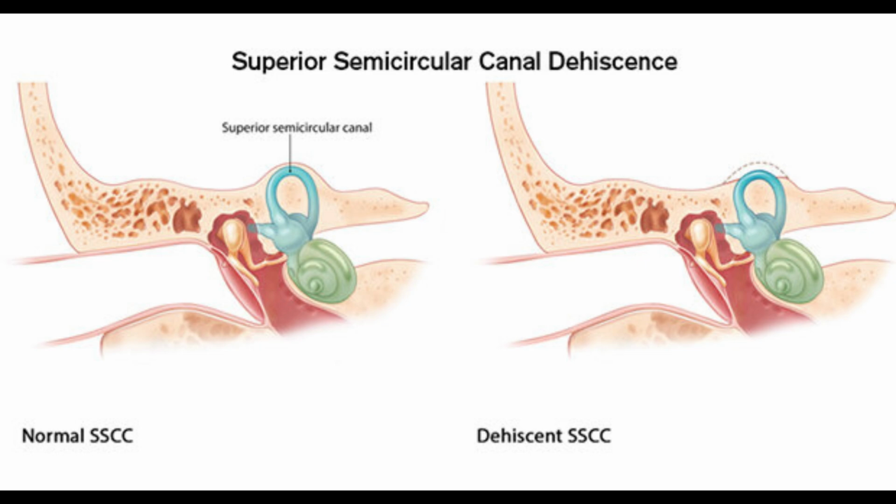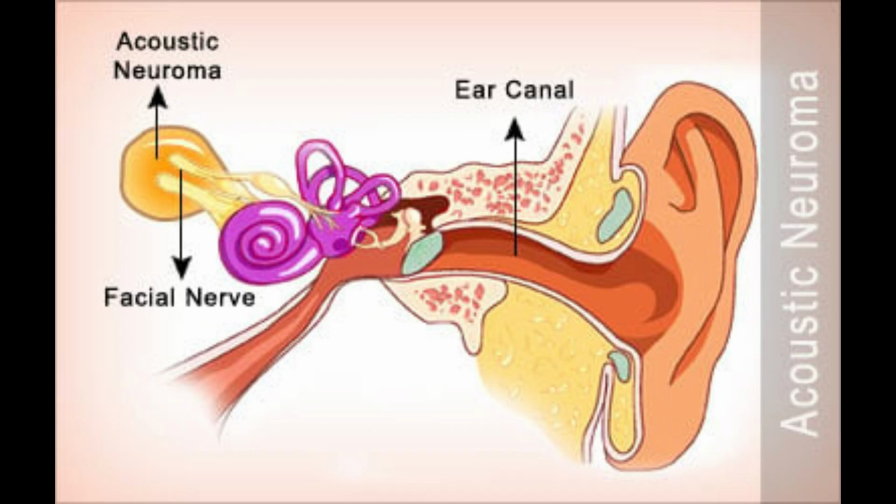Superior canal dehiscence syndrome, or SCDS for short. SCDS is a rare condition where there is a thinning or absence of the bone overlying the superior semicircular canal in the inner ear. It can cause symptoms like vertigo, hearing loss, and a feeling of fullness in the ear, often triggered by loud noises or changes in pressure.